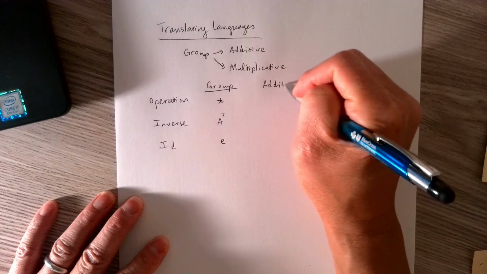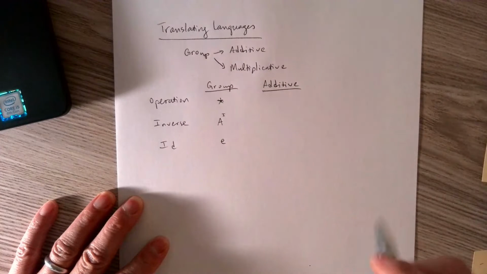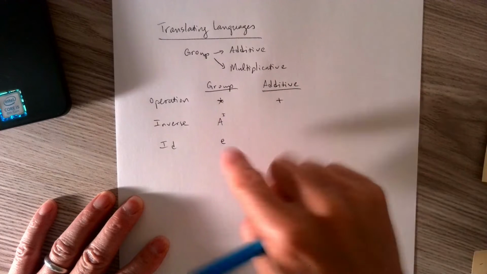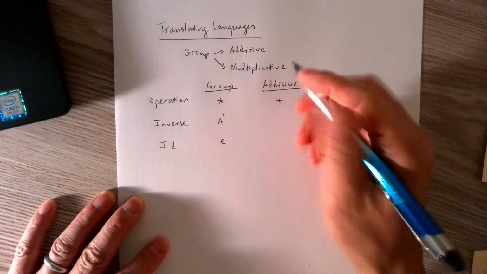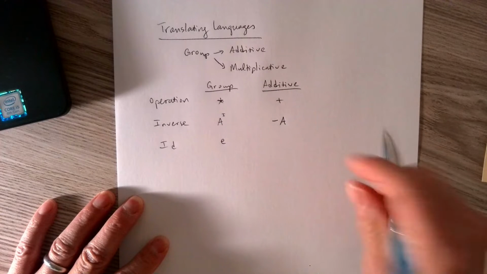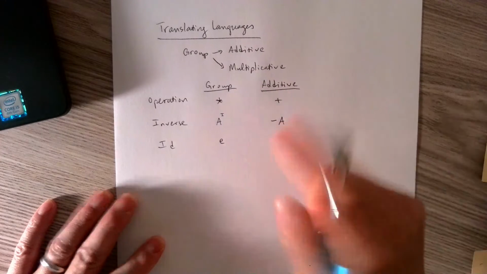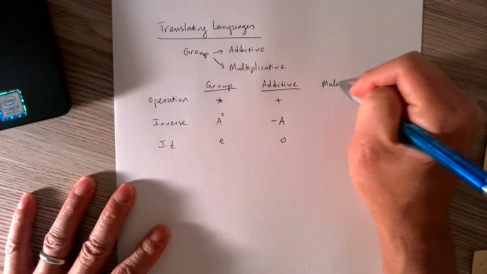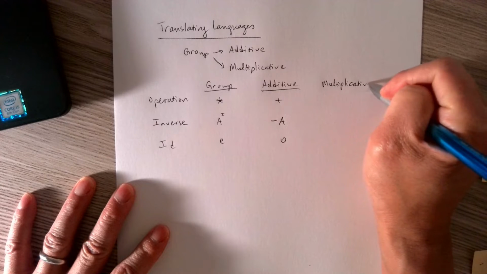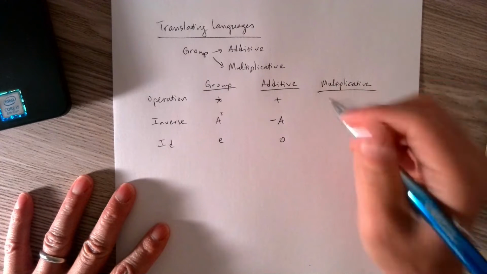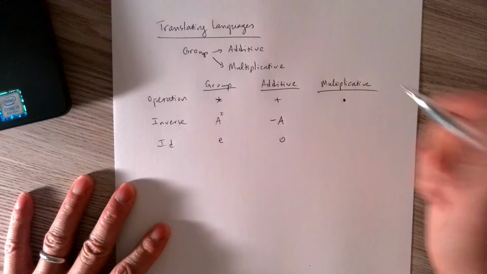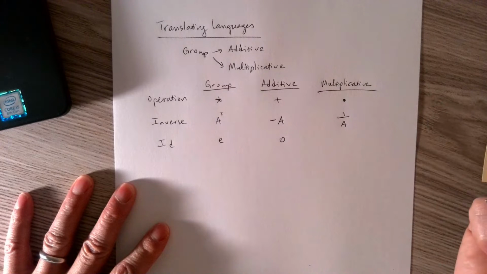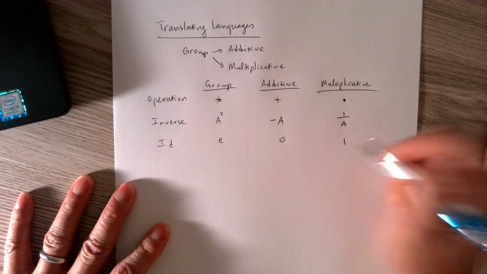If we're translating into additive language, we're changing the star into a plus. Any inverse of an element, we're changing to negative that element. And the identity element in additive language, as you know, is 0. In multiplicative language, the operation is, of course, times. The inverse is 1 over the element, and the identity element is 1.